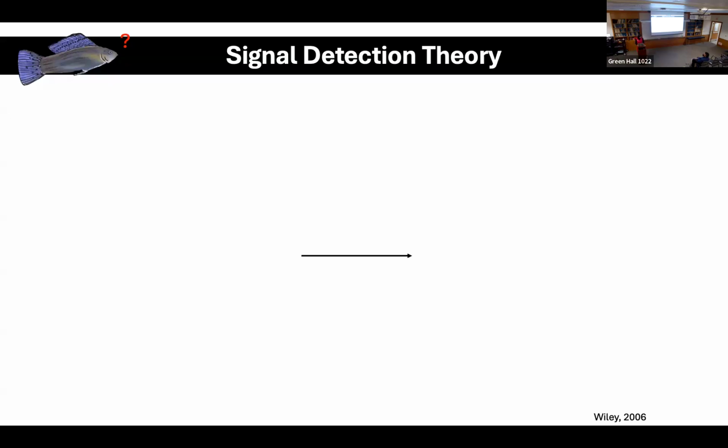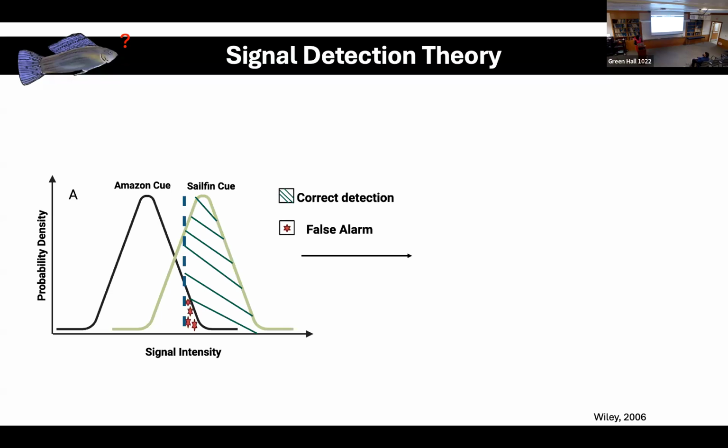Signal detection theory basically says that when two signals are very closely related, so here, whatever cue the male is using to recognize Amazon mollies and whatever cue he uses to recognize a female of his own species, there will always be some region of overlap between them. And the male will have his threshold that he uses to decide which one is the sailfin molly and which one is the Amazon molly. Here, the threshold is indicated by the dashed blue line. And that leads to certain errors.